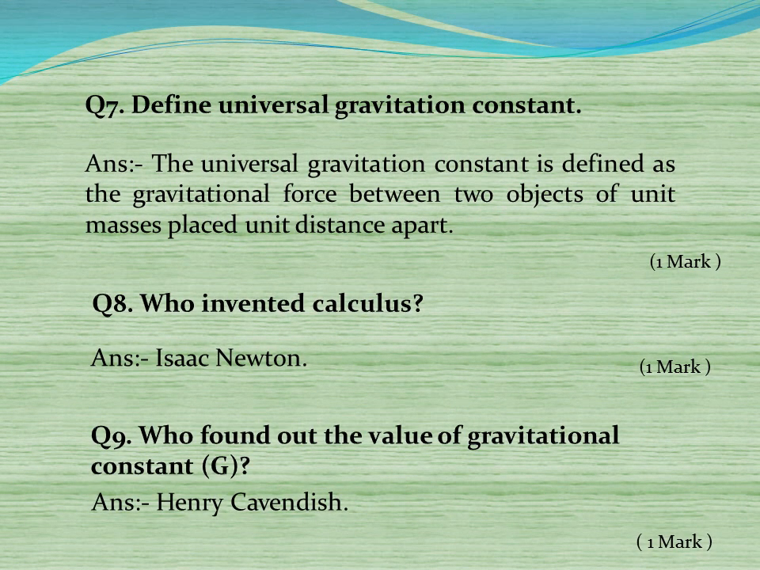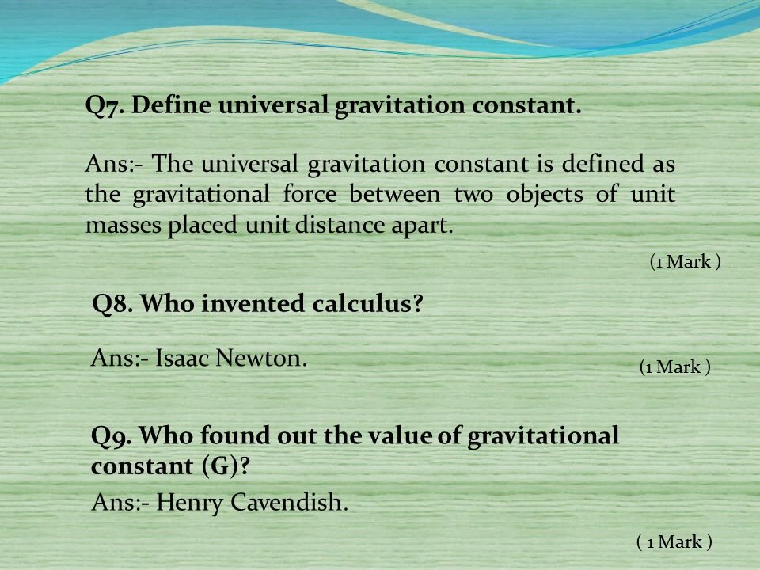Question number 7. Define universal gravitation constant. Answer: the universal gravitation constant is defined as the gravitational force between two objects of unit masses placed unit distance apart. Question number 8. Who invented calculus? Answer: Isaac Newton.